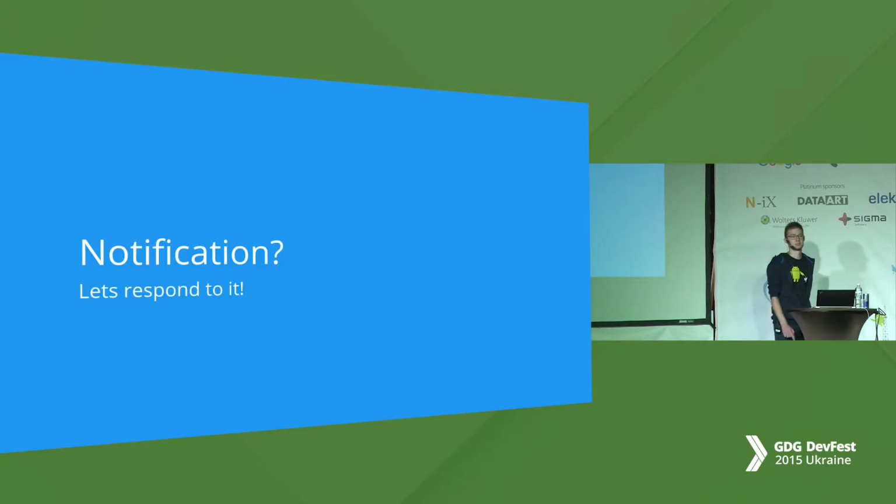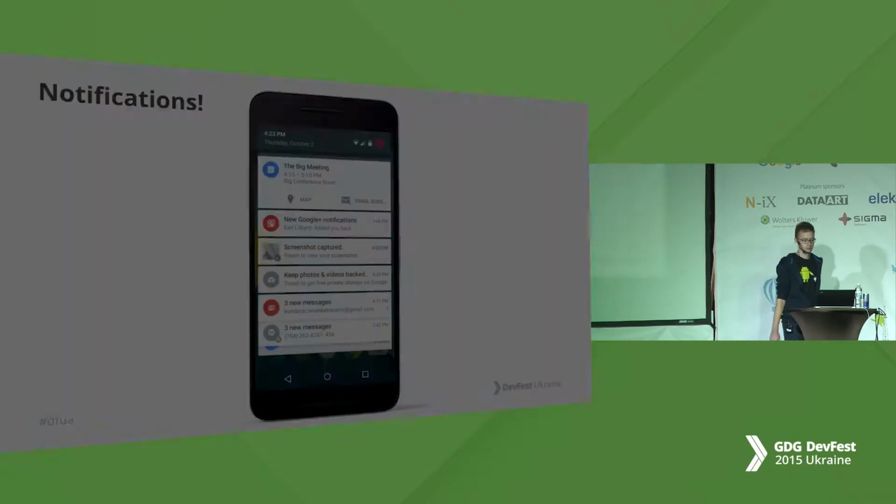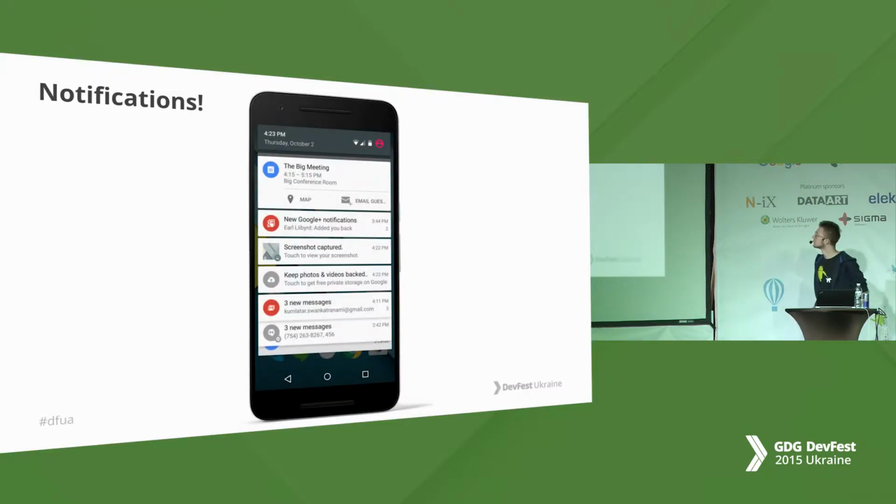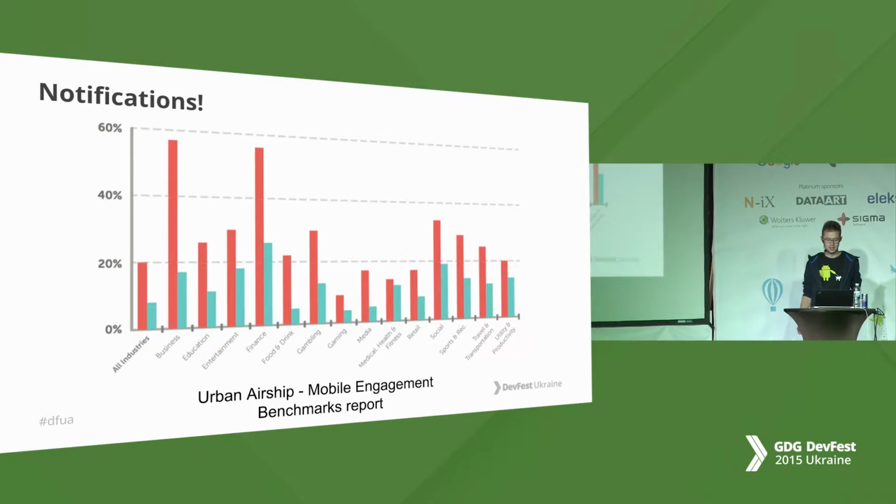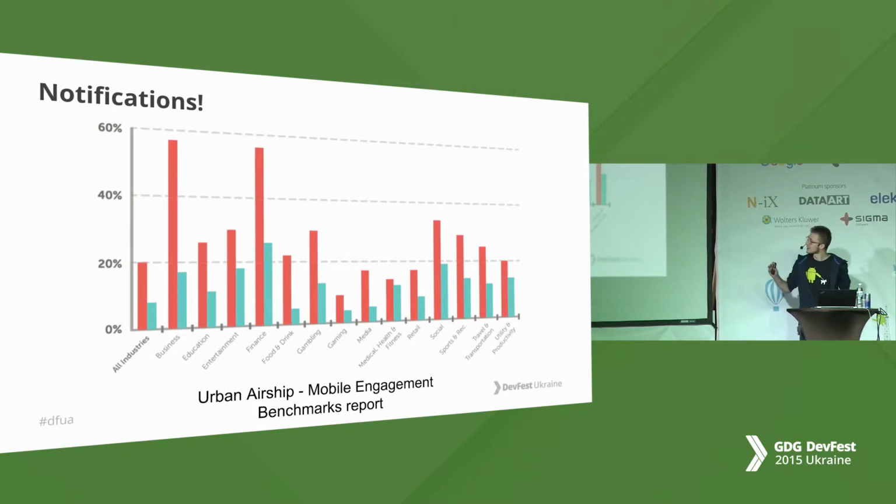Okay, notifications. That's pretty obvious. They look like this. I think it's from a Marshmallow screenshot. So a little bit of data and facts about notifications. I really recommend you go ahead and read the Urban Airship report on notifications. Basically, they created a 10-page, quite brief report on how users interact with notifications.